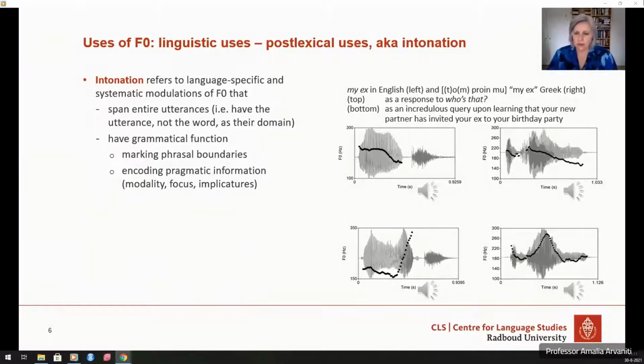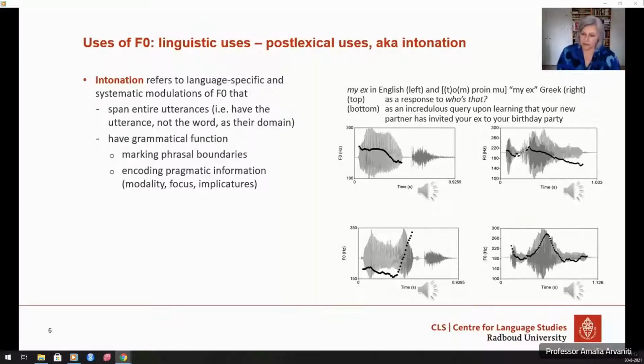Okay, and we can see that we have simple false. Now, if you look at the bottom examples, we see that in English, you have arise, my ex, whereas in Greek, you would say to proin mu. So they're very different contours in this case, right? Note that the meaning of the phrase does not change.